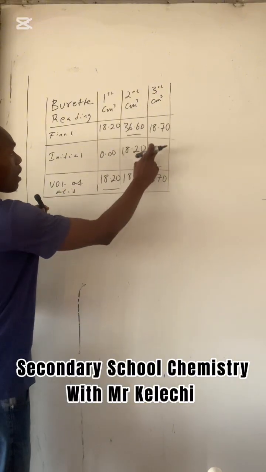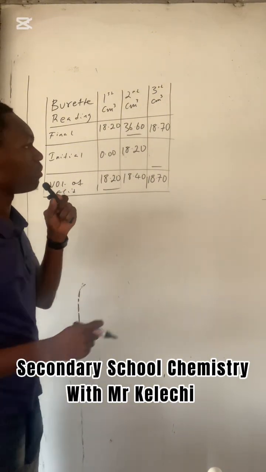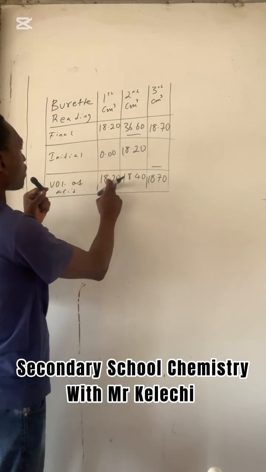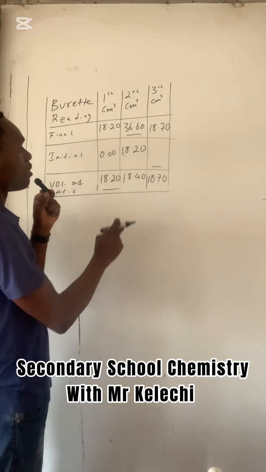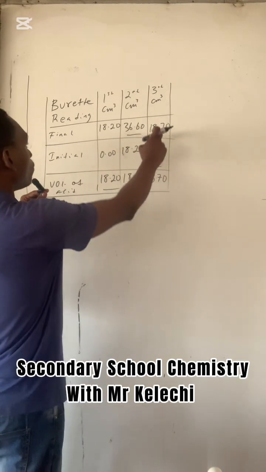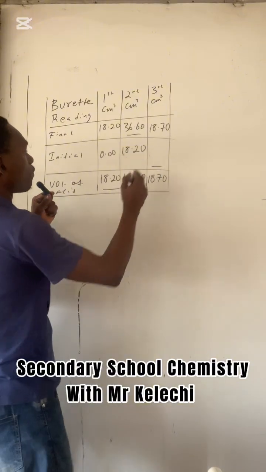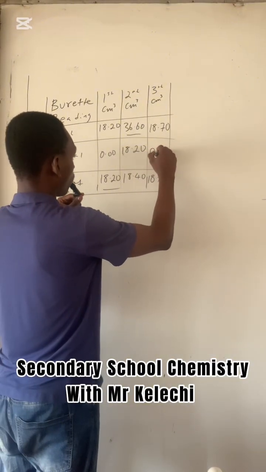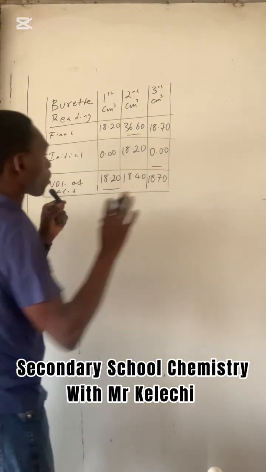Now the third time, how do you get the initial volume? We know that the volume of acid is the final minus the initial. So the initial is going to be the final minus the volume of acid, and that gives us 0.00. So this is a complete table.